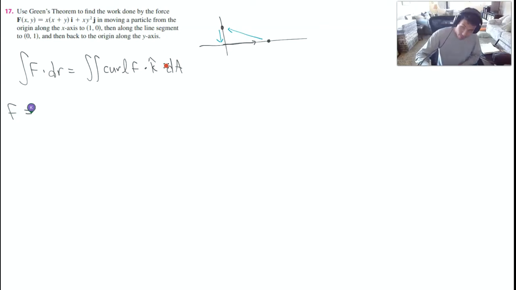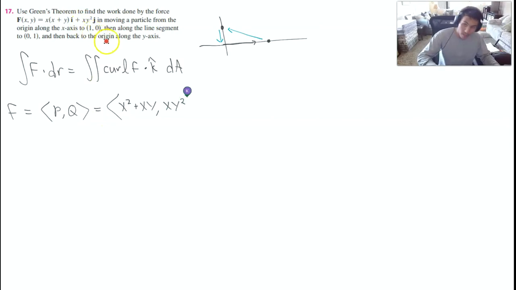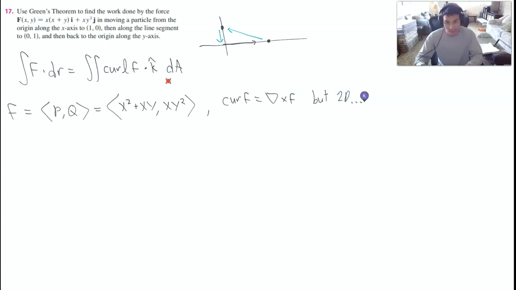So our vector field F, we could generally describe it as P and Q. And if we describe it that way, we see that P is equal to x squared plus xy, and Q is equal to xy squared. And since this is the 2D curl, curl F is equal to del cross F. But since this is 2D, we already kind of know how to predict this formula because it's been given in the textbook. It's going to be Qx minus Py.